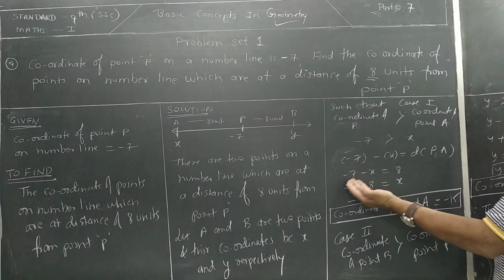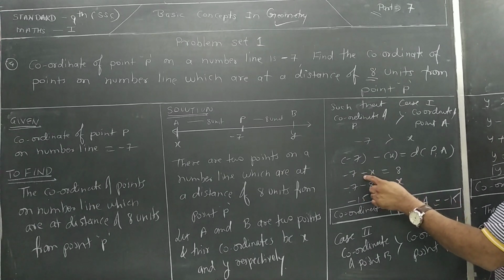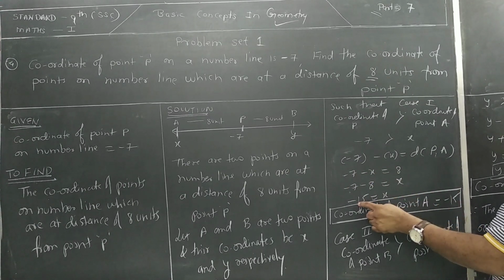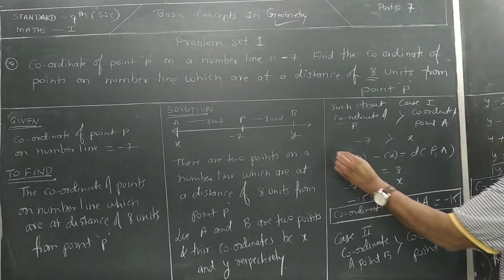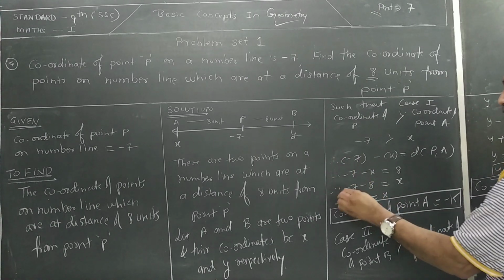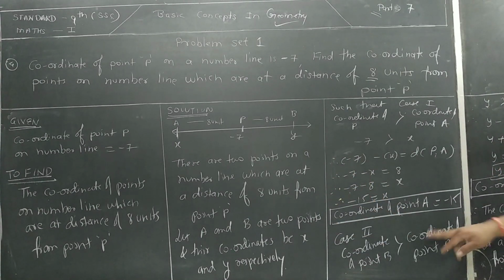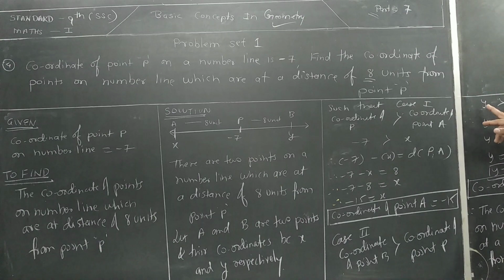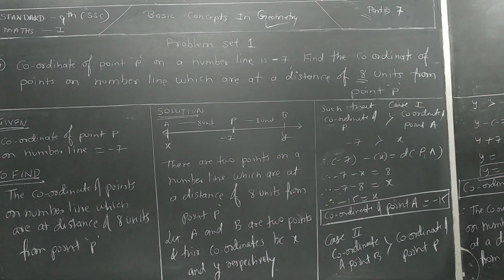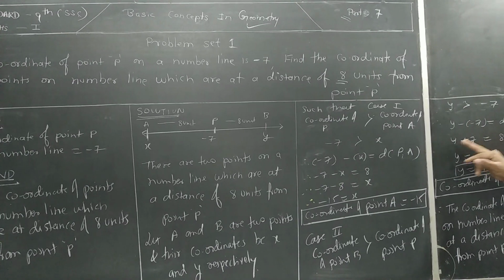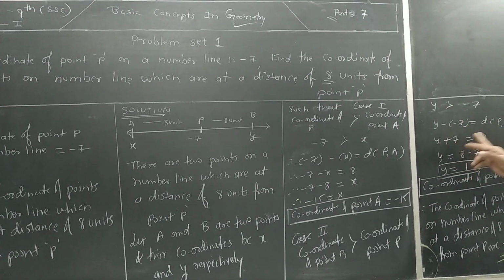Because we want the value of positive X, don't transfer minus 7 to this side. We are going to transfer X. So X becomes what? Minus 15. What is the coordinate of this point A? This you have to see properly, how I did the calculation. There should not be any silly mistake. Case 2, coordinate of point B is greater than point P. So Y is greater than minus 7. Larger coordinate minus smaller coordinate is equal to distance. That is 8. Y minus minus 7 is equal to 8.